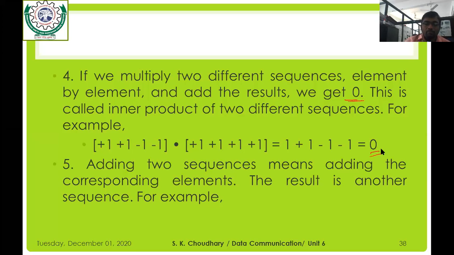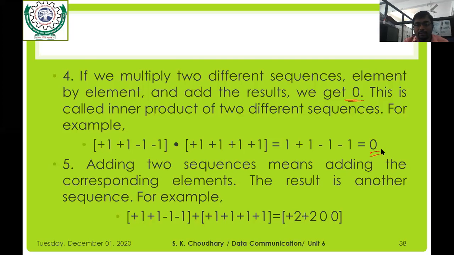The fifth property of the orthogonal sequences is that adding two sequences means adding the corresponding elements. So the result is another sequence. You can see here that element by element, or position by position, addition is followed. And finally you get the result as another sequence, plus 2, 0 and 0.